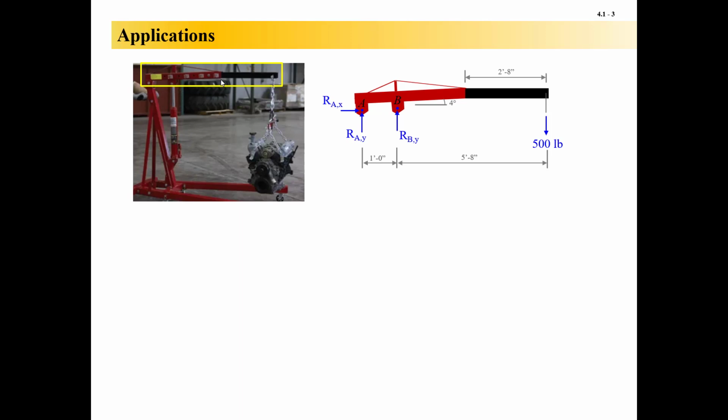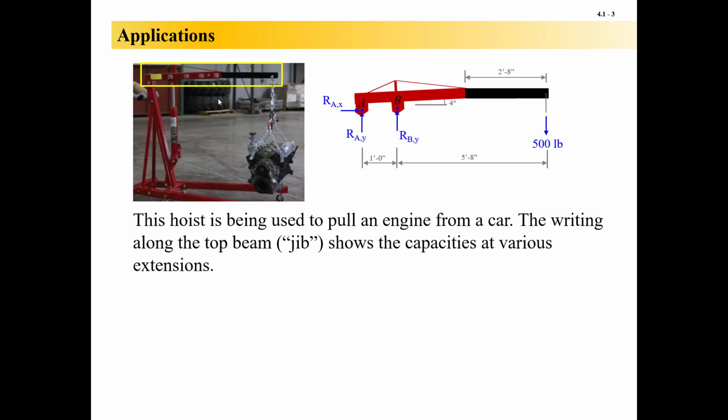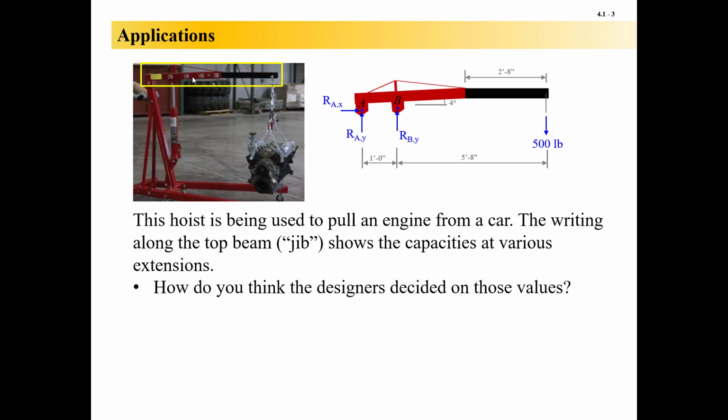And this black part actually can extend or slide into the red part, and so there are these different numbers along here. The farther out it is, the lower the capacity of the crane. Those capacities say 1 ton, a ton and a half, 2 tons, et cetera. Where do you think they got those numbers when they make this thing?